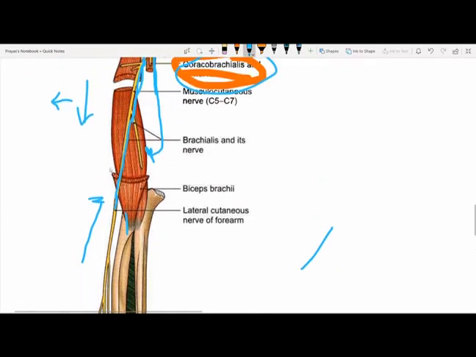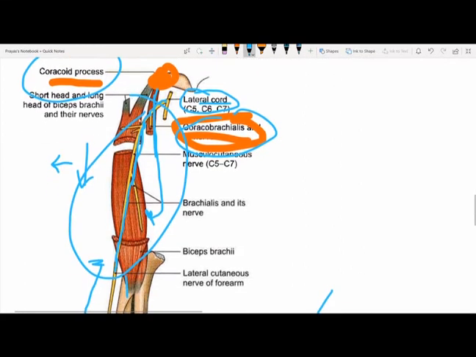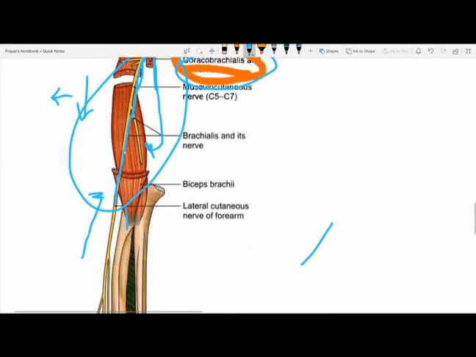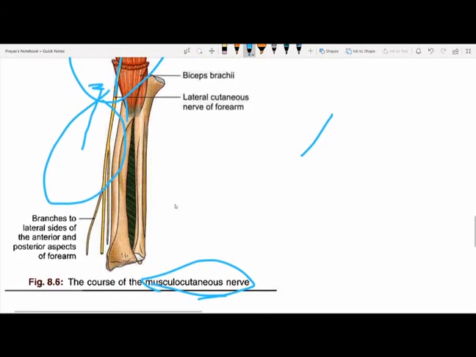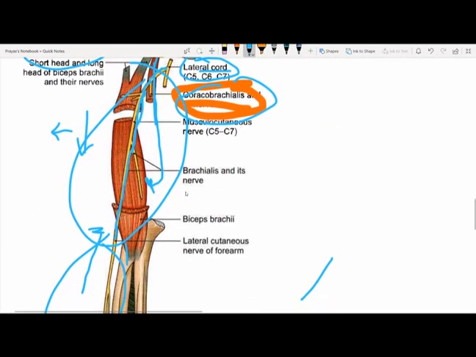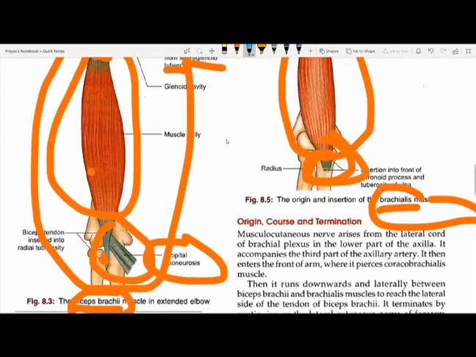So at the arm, this part is called the musculocutaneous nerve, whereas after it crosses the elbow towards the forearm, it is known as the lateral cutaneous nerve, and it supplies the lateral part of your skin. And along the way, this nerve supplies all the muscles I've mentioned before.